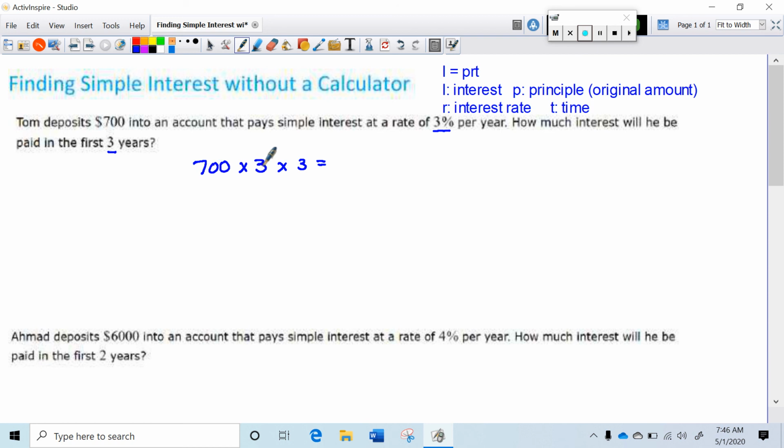So 7 times 3 is 21. 21 times 3 is 63. Then you put these two zeros on the end. But because of the percent sign, you knock off the last two numbers. So this is $63. That's the answer. It's called simple interest because it's simple. You just multiply everything together.